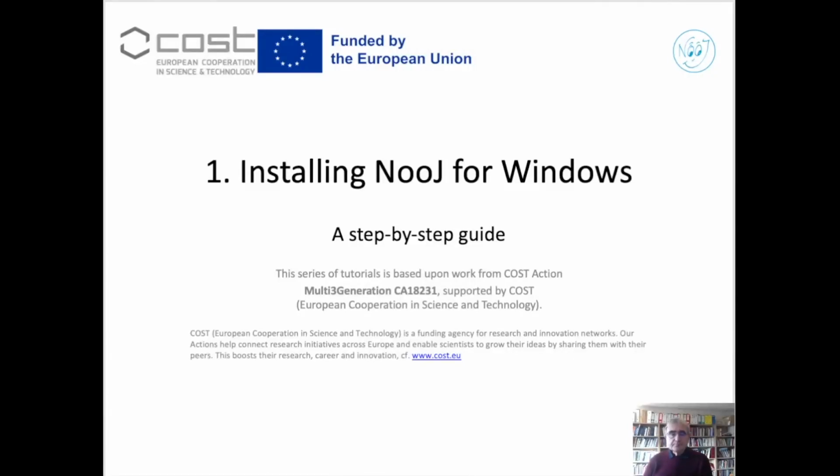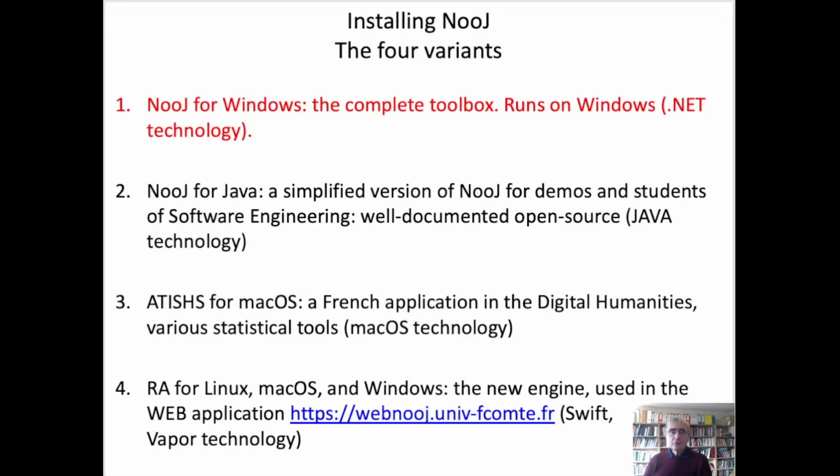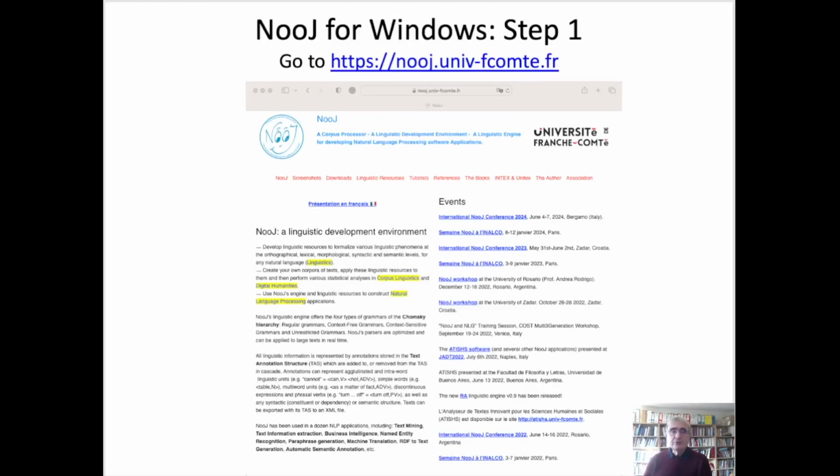Welcome back. In this session we're going to see how to install NooJ for Windows. So remember that there are 4 variants of the NooJ software. Here we are going to look at NooJ for Windows, which is a complete toolbox. It runs on Windows on top of the .NET virtual machine. So in order to install NooJ, first we have to download it.